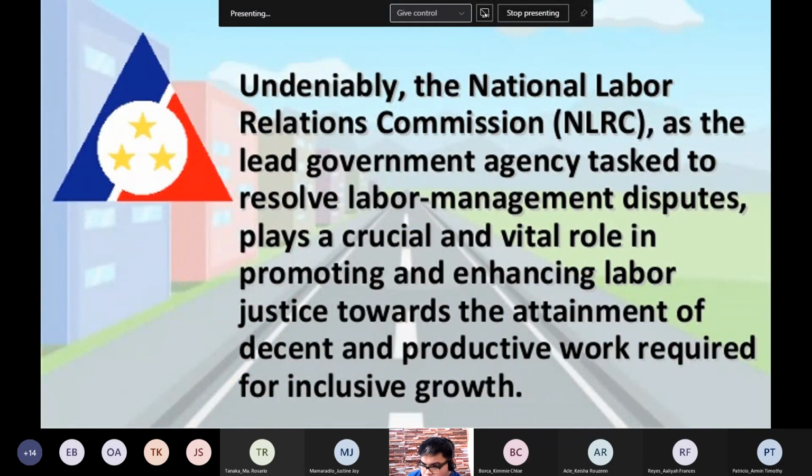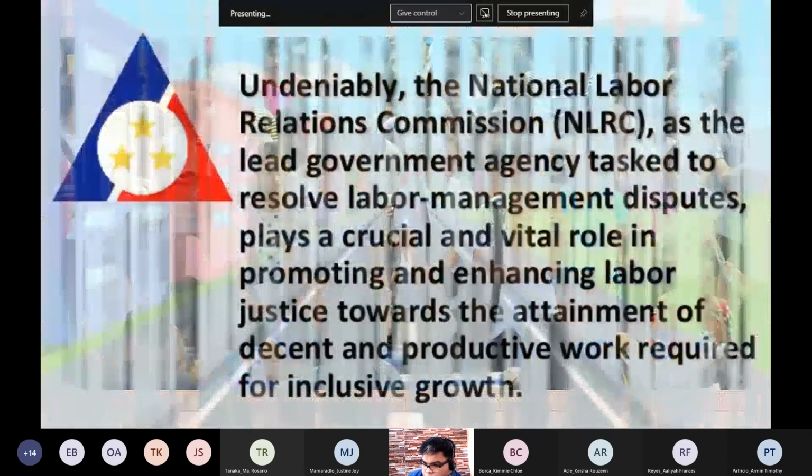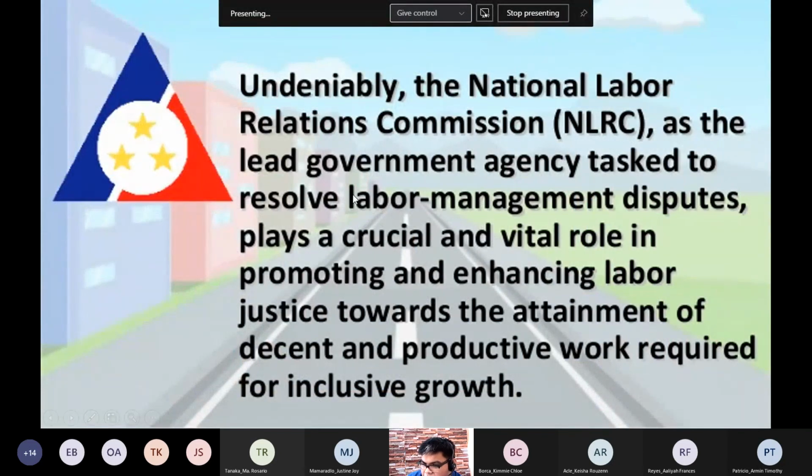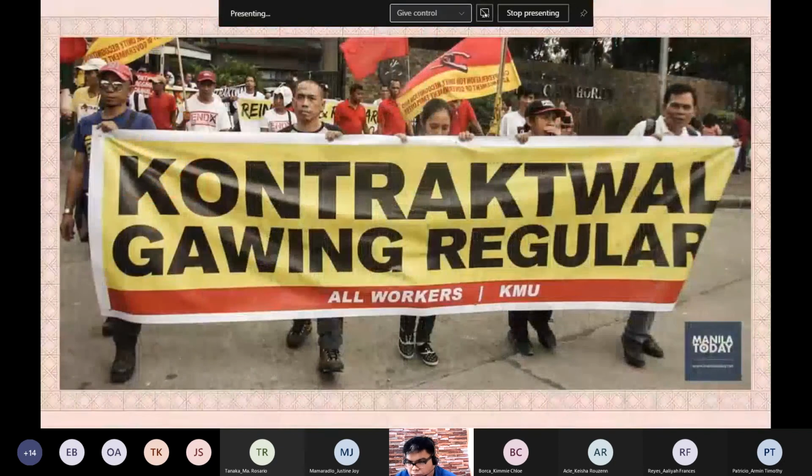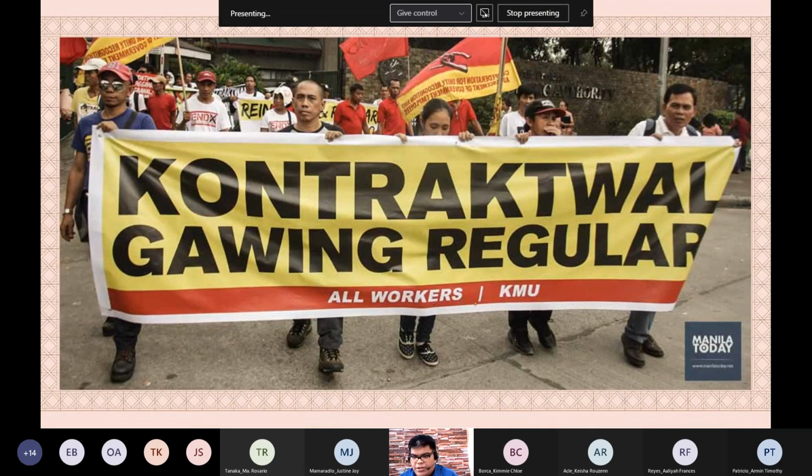Okay. So, the NLRC, as the lead government agency tasked to resolve labor management disputes, plays a crucial and vital role in promoting and enhancing labor justice towards the attainment of decent growth, no? Required for inclusive growth. And this is another problem sa mga companies ngayon, the contractualization of workers. Hindi pa rin matapos-tapos yung problema na yan. Kasi ang rules ngayon is that you have to be employed for at least 6 months to be considered a regular employee. Pero ang gagawin sa'yo ng company, yung ibang company, magpapasign sila sa'yo ng waiver in the 5th month that you are resigning. Diba? They have the loopholes on the law.